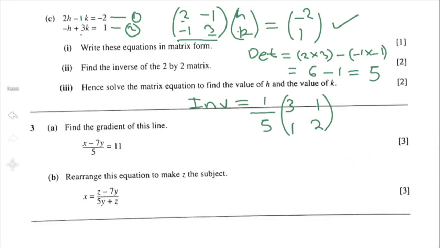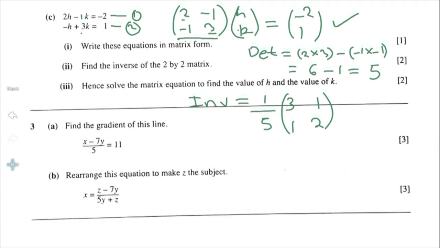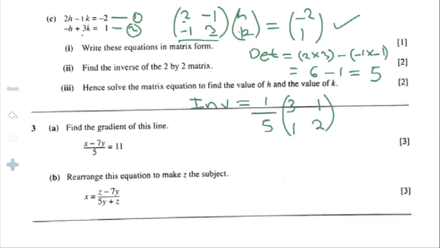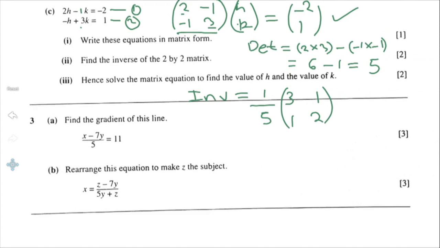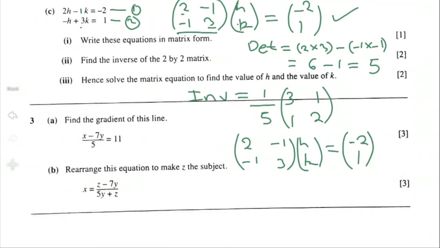In order to find h and k, we have to solve this matrix equation, which is given in the first part of the question. If we write it down here, the matrix equation is 2, -1, -1, 3, multiplied by hk, is equal to -2, 1. So that's our matrix equation.